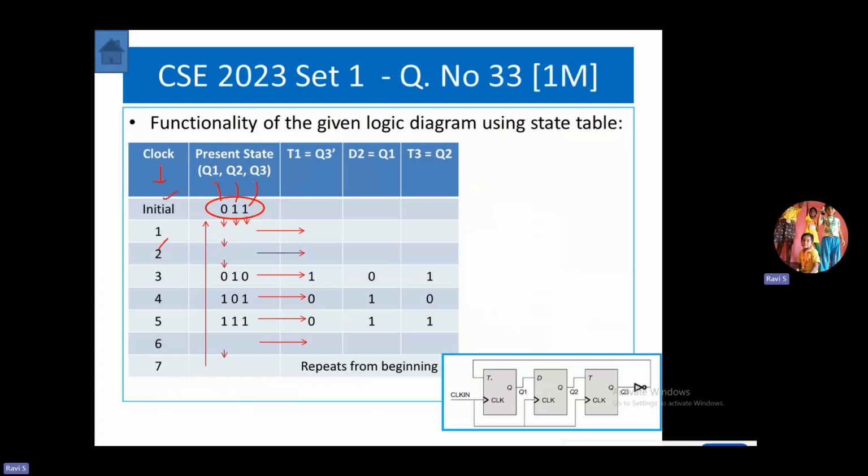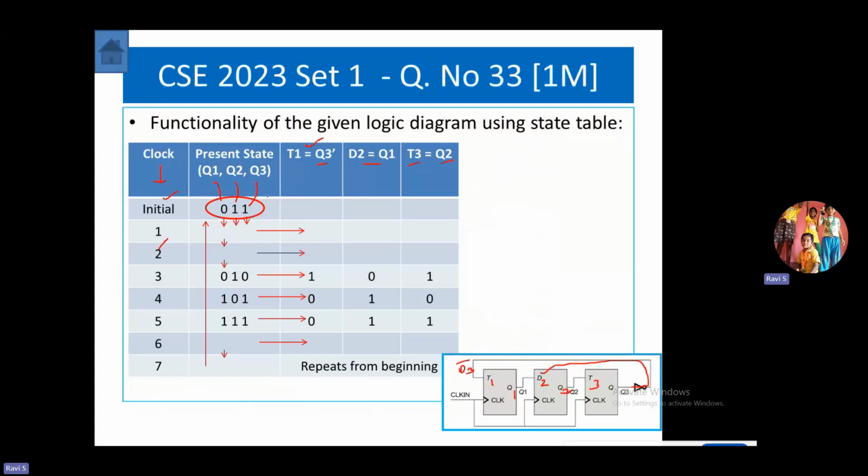If you consider the first flip-flop, the input we name it as T1, which takes the input from the last stage, complemented value of last stage output. So Q3 bar, output of last flip-flop complemented, becomes input for the first one. So we call it T1 equals Q3 bar. Similarly, for second flip-flop, let us call this input D2, which takes the output of Q1. So D2 takes output of Q1 as input. Similarly, the third flip-flop, which is a T flip-flop, its input we name it as T3, which takes the input from second flip-flop. So we call it Q2 as the input for the third flip-flop.